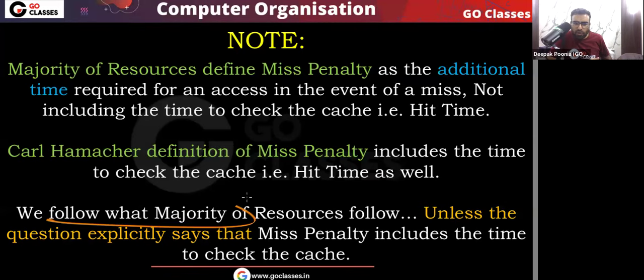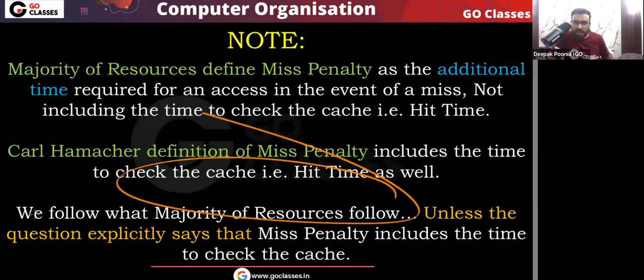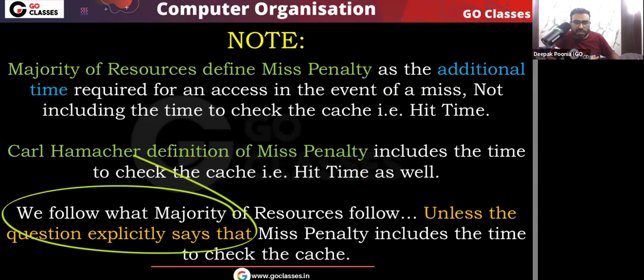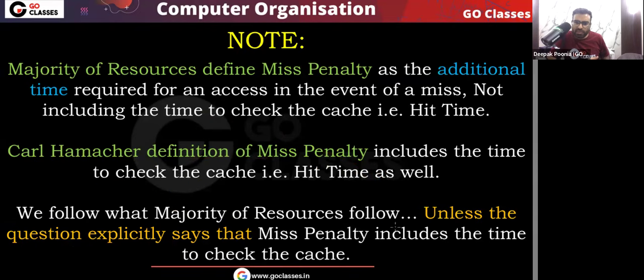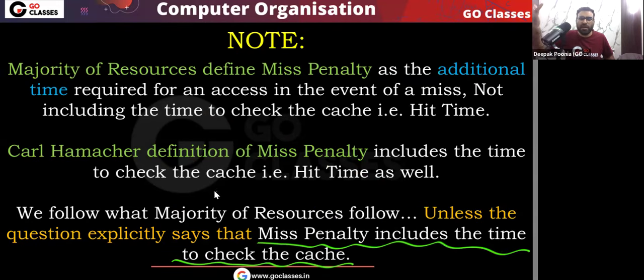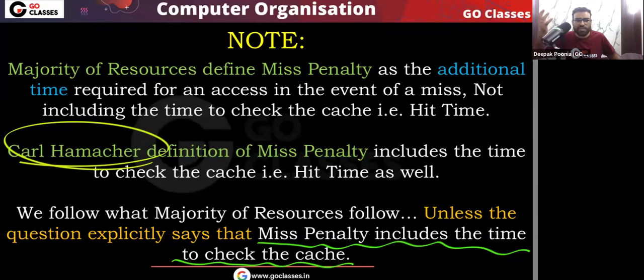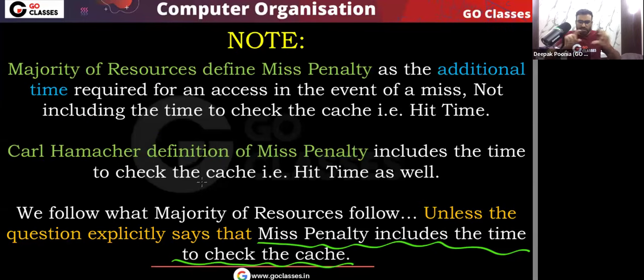And let me tell you, we will follow what the majority of the resources follow, unless the question explicitly says that miss penalty includes the time to check the cache memory. See, if the GATE exam question says that miss penalty includes the time to check the cache memory, then immediately what will come to your mind? The Carl Hamacher definition will come to your mind. Yes or no? In the GATE exam, if in the question they explicitly say that miss penalty includes the time to check the cache memory for a hit or a miss, then we are going to assume the Carl Hamacher definition of miss penalty.